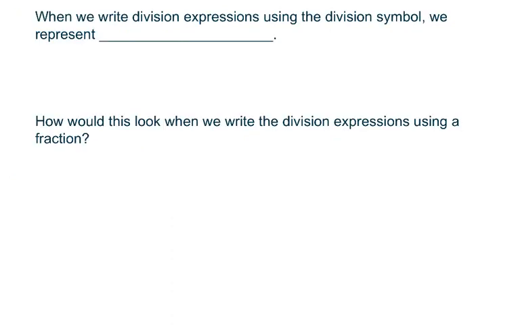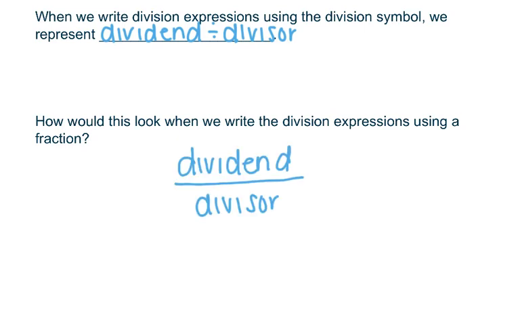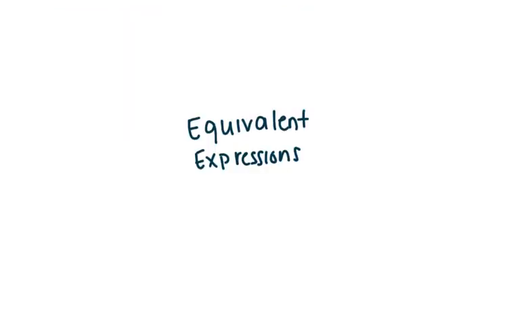When we write division expressions using the division symbol, we represent dividend divided by the divisor. So how would this look if we were to write the division expression as a fraction? It will be dividend over divisor. So the dividend is going to be in the numerator spot, and the divisor is going to be in the denominator spot. When we are making division expressions, there are 4 ways we can do it, and they're all going to be equivalent to each other.